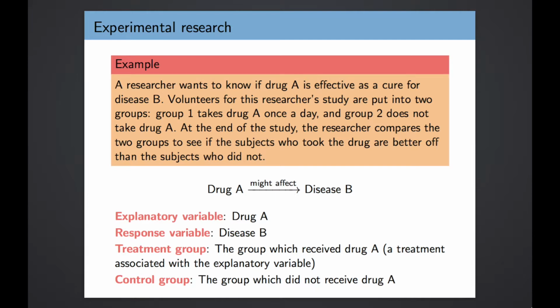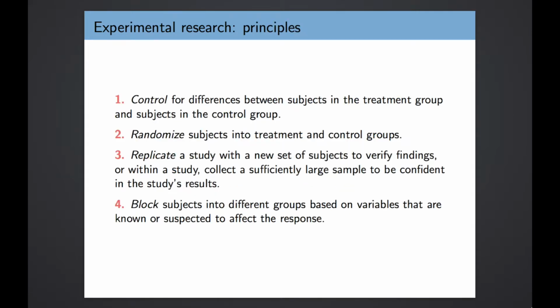And the control group is a group that did not receive drug A. And we get to compare the outcomes of the treatment group and the control group to gauge the efficacy of the treatment. Now let's talk about a couple of principles for doing good experimental research.